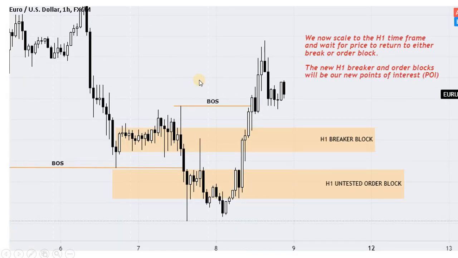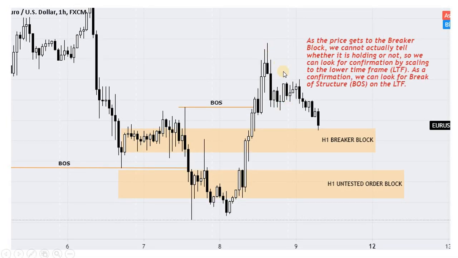So what do we do next? We now scale down to the 1-hour time frame and wait for price to return to either the breaker or the order block. The new 1-hour breaker and order blocks will now be our points of interest. So we start expecting price to either return to the breaker block or return to the order block, where we can capitalize on the bullish move.